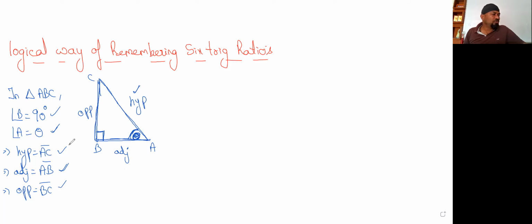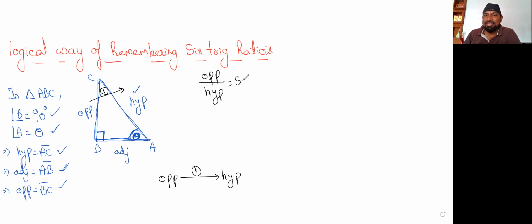Now, we are calculating the sine, cos, tan, cot, sec, and cosec. Logically, let's go. Let us find the relations. Let us go from opposite to hypotenuse. I like to call that the first one. That is opposite by hypotenuse, which I call sine theta.